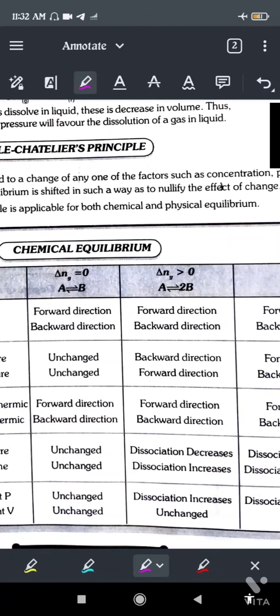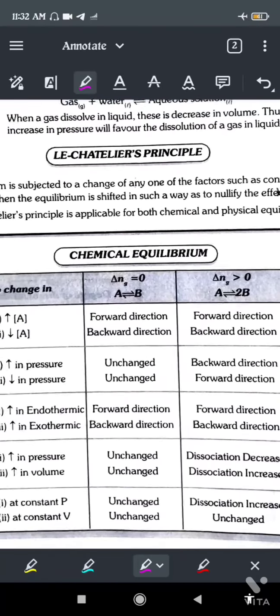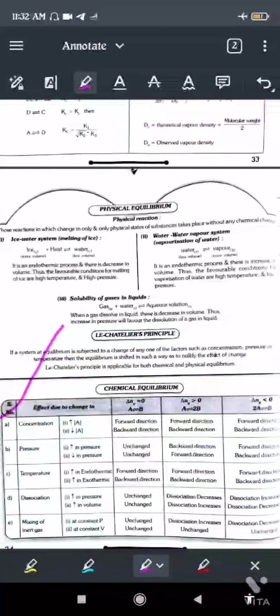If the concentration is increasing and del n is greater than 0, then the reaction will go in the forward direction. Please take a screenshot of this column. This is a very important column about the Le Chatelier principle. If the concentration is increasing and del n is greater than 0, then the reaction will go in the forward direction, and if del n is less than 0, then the reaction will also go in the forward direction.